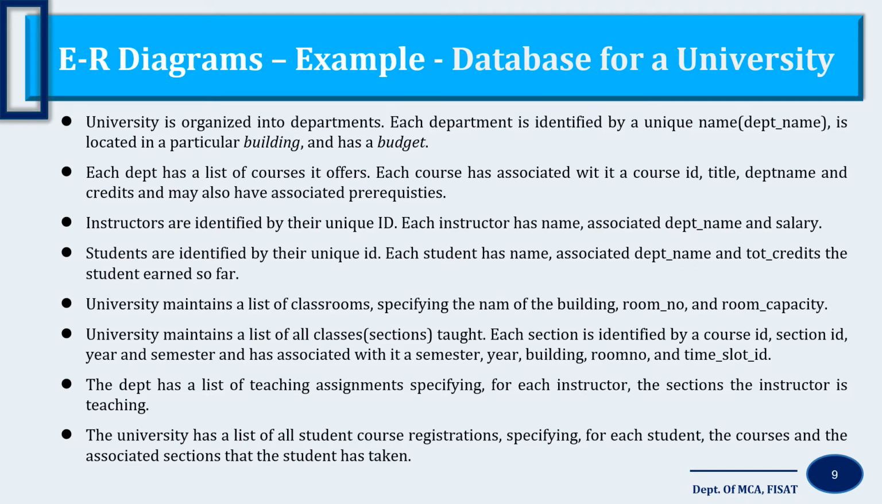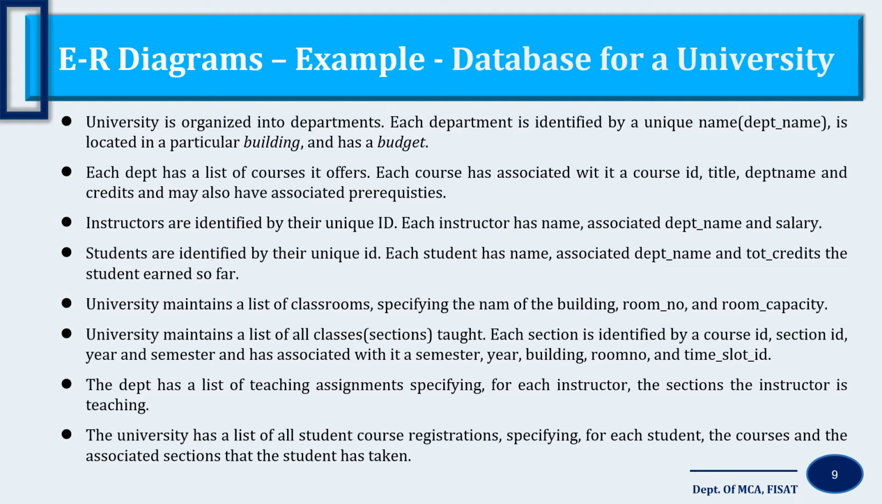Now let us look into a scenario, a database for a university. We are going to draw the ER diagram based on this scenario. The first step is to identify the entities and the corresponding attributes, right? Then we have to identify the relationships between the entities. Now let us look into this scenario.